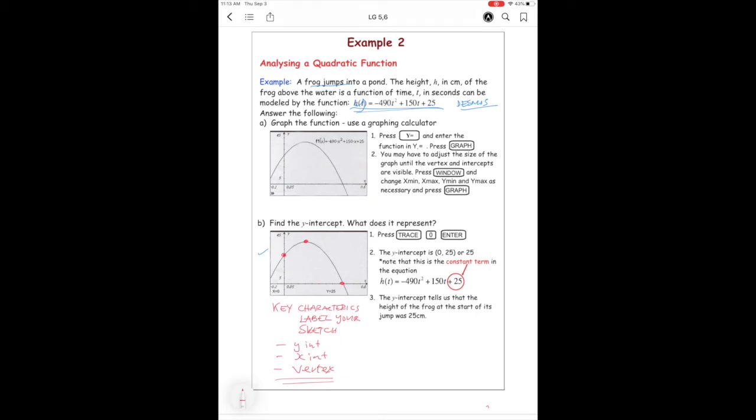All right, so with this one, it's 0, 25. The vertex is 0.15, comma 36.48, and this guy is 0.43. Oops.